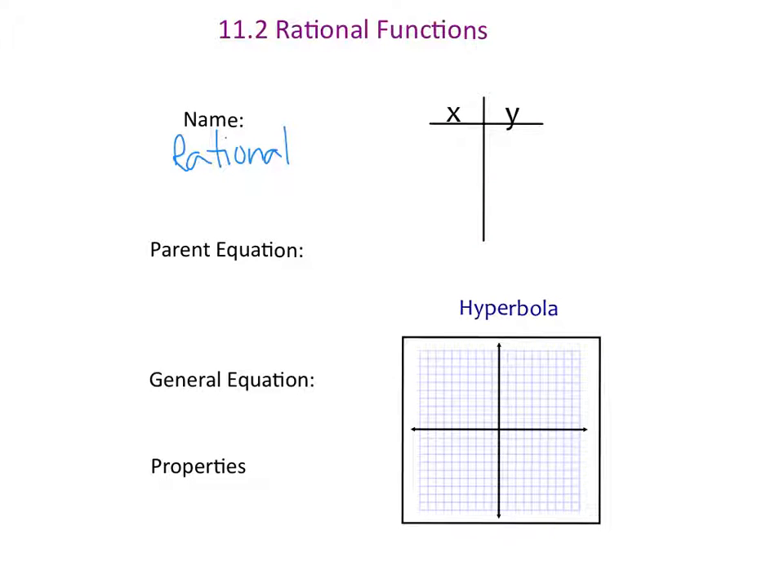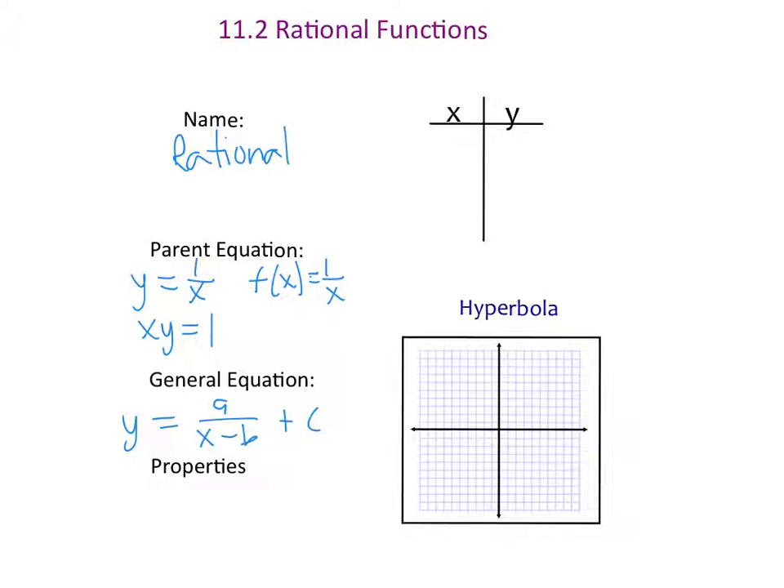The parent equation for rational functions is y equals 1 over x, similar to what we saw for inverse variation, or we could rewrite that as x times y equals 1. Or we could even say with function notation, f of x equals 1 over x. The general equation for rational functions is y equals a over x minus b plus c. And we'll talk about those different characteristics in just a little bit.